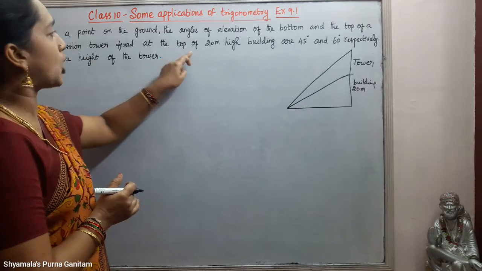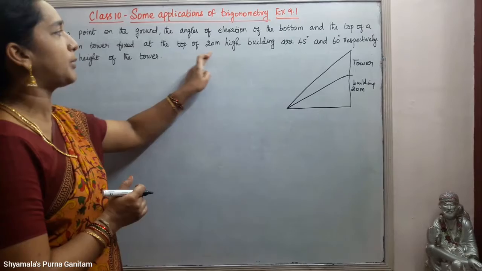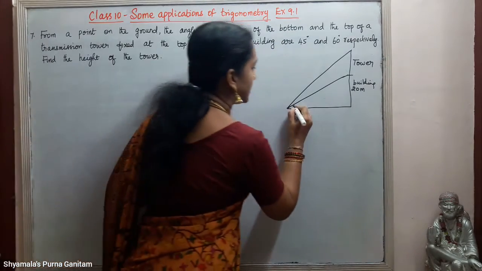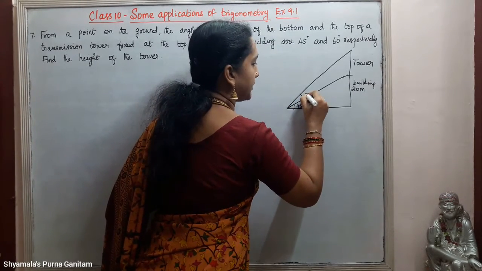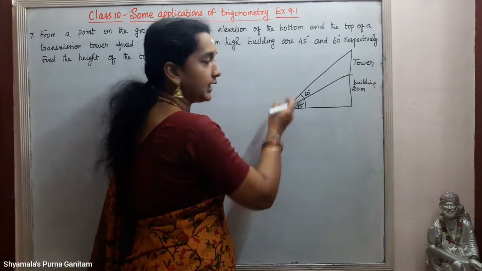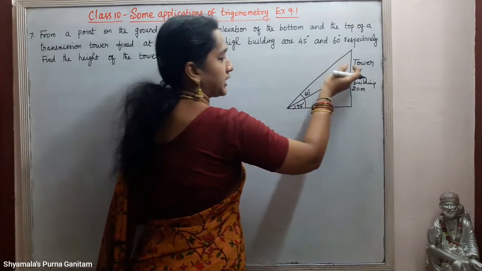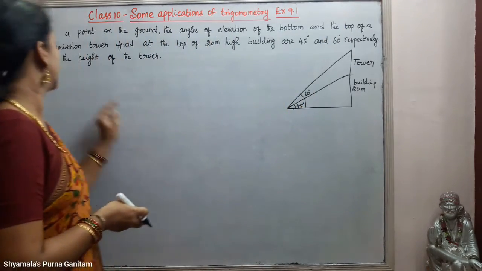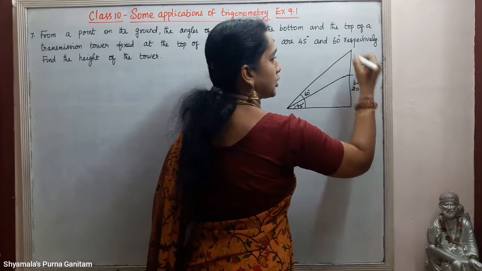The angles of elevation are 45 degree and 60 degree. For the bottom it is 45 degree and for the top it is 60 degree. When they are seeing the bottom of the tower it is 45 degree, and when they are seeing the top of the tower it is 60 degree. We are asked to find the height of the tower.